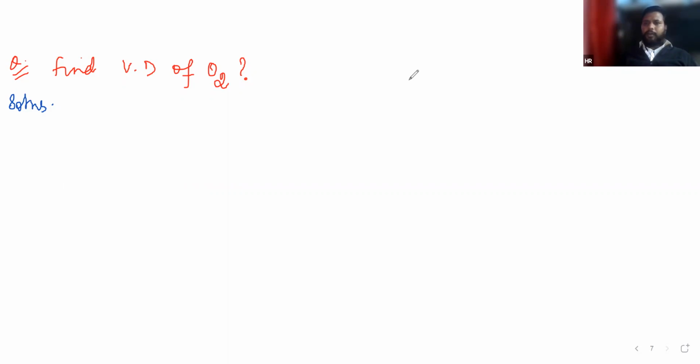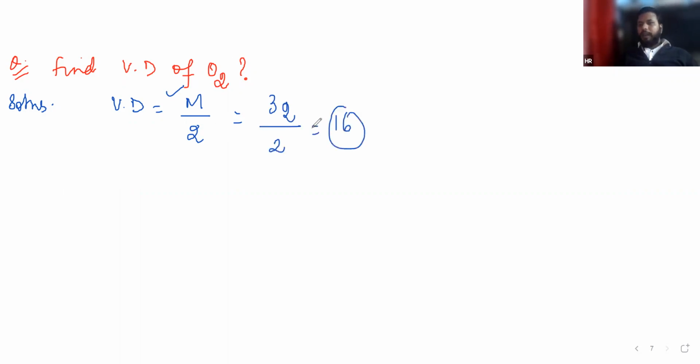I have already taught you percentage composition. Arslan, answer is wrong. It's not 8, it's 16. Just see, what is the formula of VD? VD is equal to molar mass upon 2. That will be molar mass of O2, 32, upon 2, which equals 16. And it doesn't have any unit because we are calculating vapor density with respect to hydrogen gas.